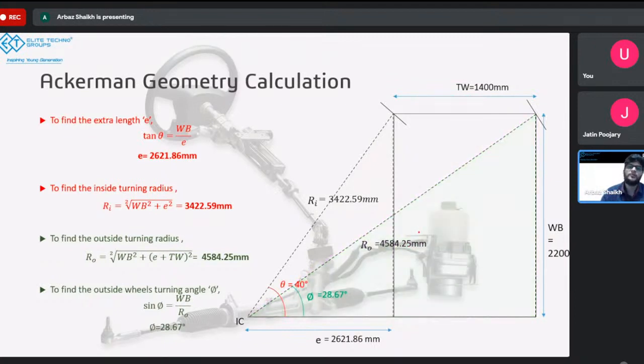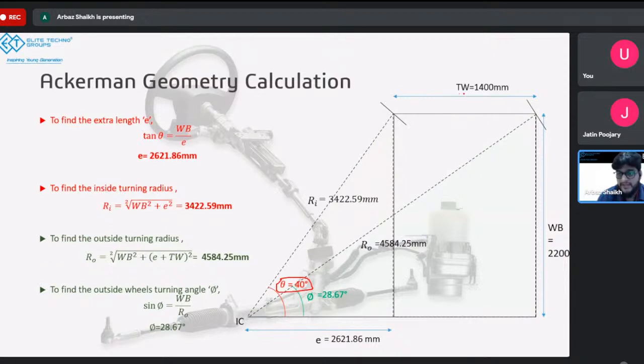So with this, we have done the Ackerman geometry calculation using simple trigonometry, just by making this diagram in a way that we want it to be. So we want the IC to lie on the rear axle. We put the IC over there. We connect these two lines to the front wheel. We give this limiting angle as 40 degrees, right? So this angle was 40 degrees. This was our first constraint.